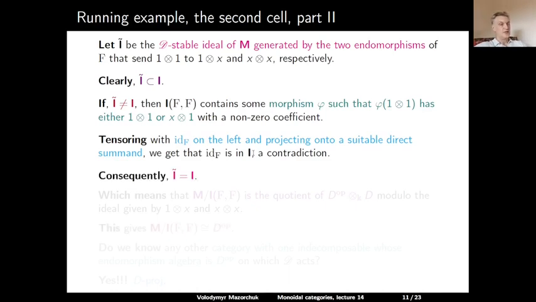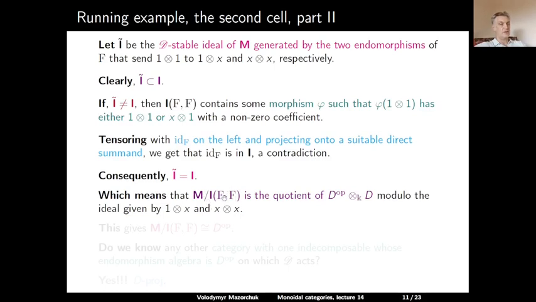Consequently, I coincides with I tilde, which means that in the quotient of M by I, if we take the endomorphism algebra of F, this is the quotient of D op tensor K D modulo the ideal, which is given by the elements 1 tensor X and X tensor X. So this kills the radical of the right-hand side. So the right-hand side disappears, it becomes a field, which means that the endomorphism algebra of F in the quotient is just D op. Well, D is commutative, so it's just D.